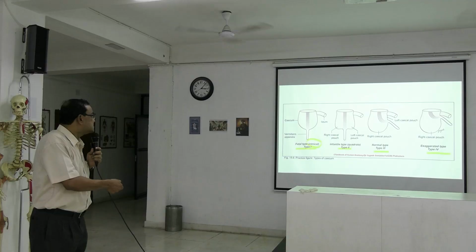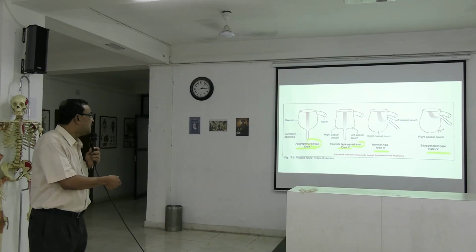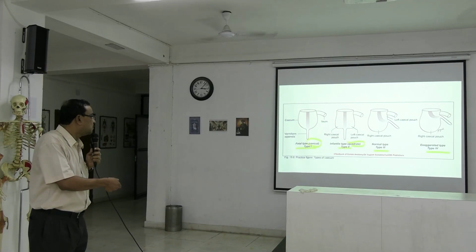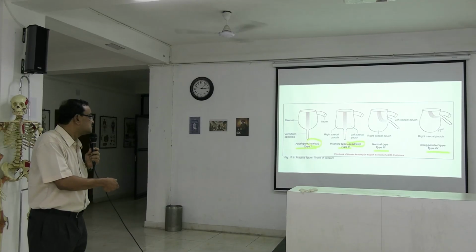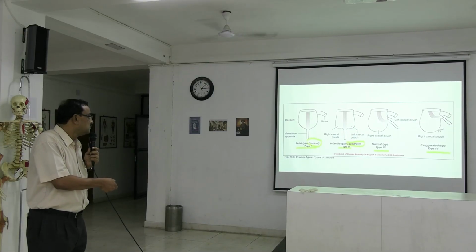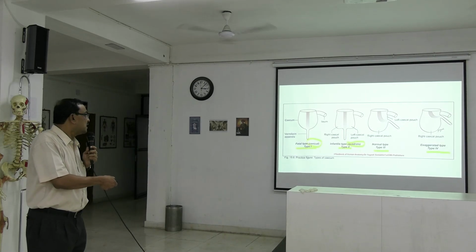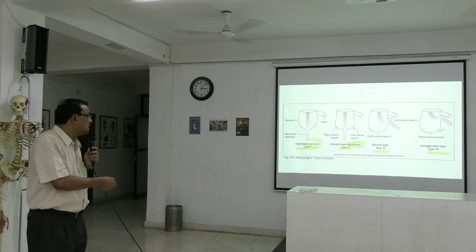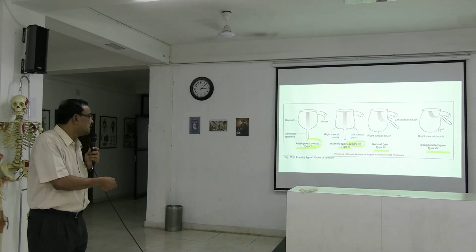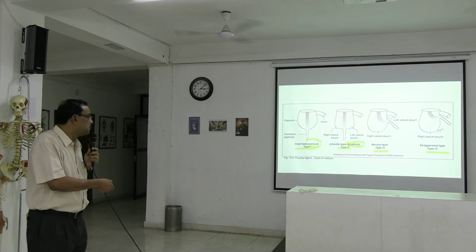The next one is the infantile type, where we can find the development of pouches, and from the apex we get the appendix. So there are 2 pouches, but they are not developed much, and from the center we can find the appendicular diverticulum and appendix.